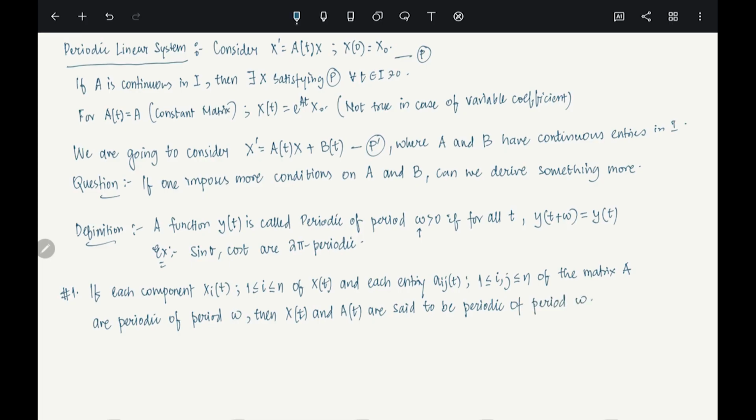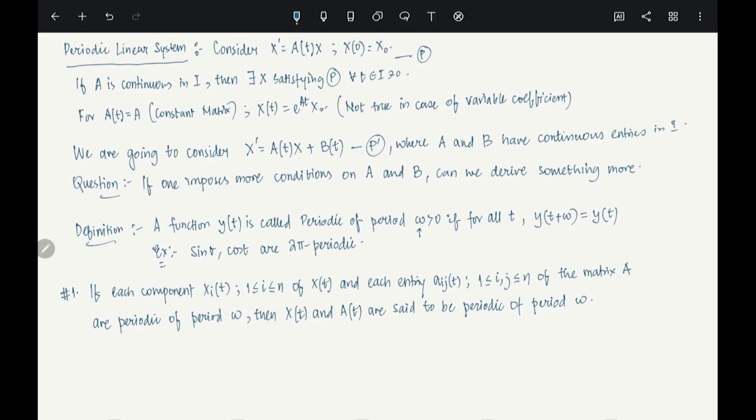Is this okay? So essentially what I mean by this is, let's say A is a matrix, and it depends on t. The matrix has all these entries, and every entry is a function of t. If, as functions of t, they are periodic with the same period W, and the unknown function x(t) also has all components periodic, then we say that those are periodic of period W. That's just what you understand by period.